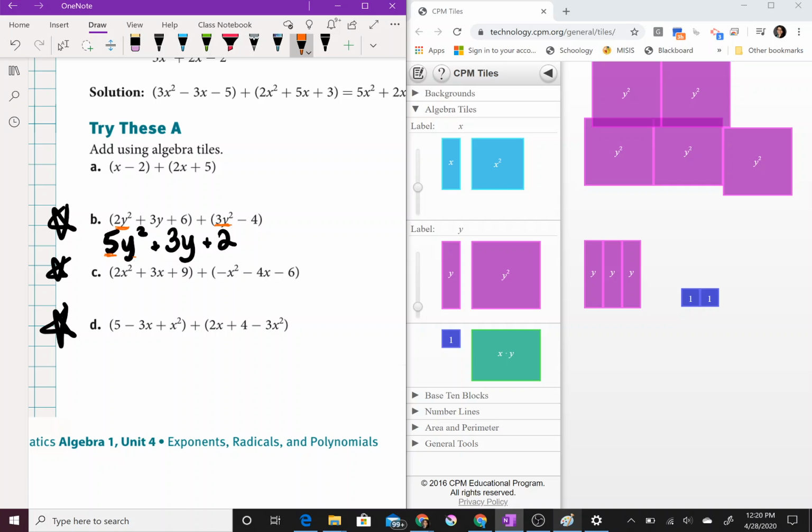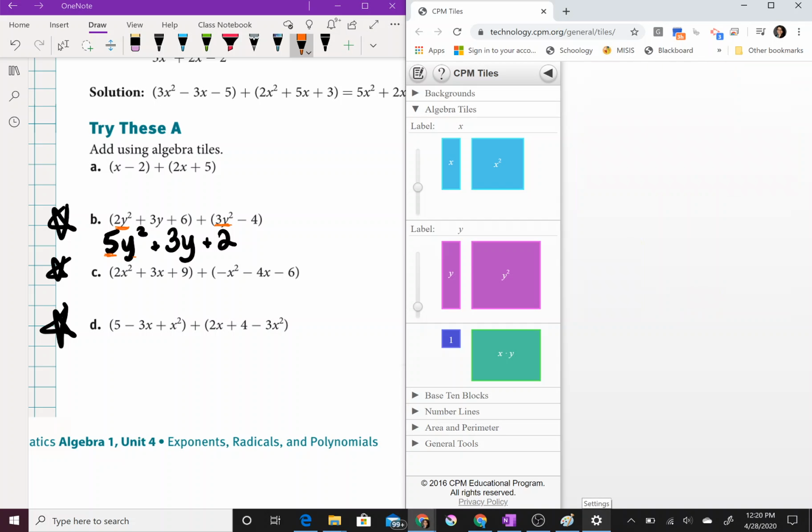I'm going to do one more example with the algebra tiles, and then we'll see how we can continue doing this without needing them. And by the way, continue using this until you feel comfortable using something other than algebra tiles. We have for C, 2x squared plus 3x plus 9. And then plus 9 here. And they're all positive. And now I'm adding -x squared minus 4x minus 6.